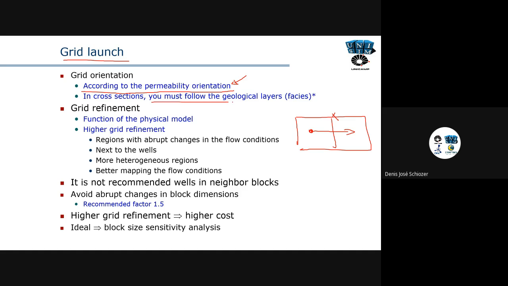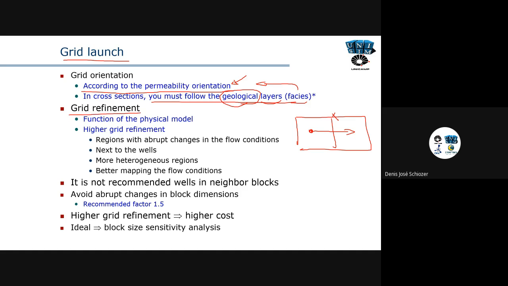Another thing that's very important is to try to follow the geological trends we have, in special geological layers and facies, for example. That's happening for the same reason. For example, if I have several facies in the reservoir and some facies have higher permeability than the others, then I have to try to orient the grid in the same orientation of these facies. Okay.